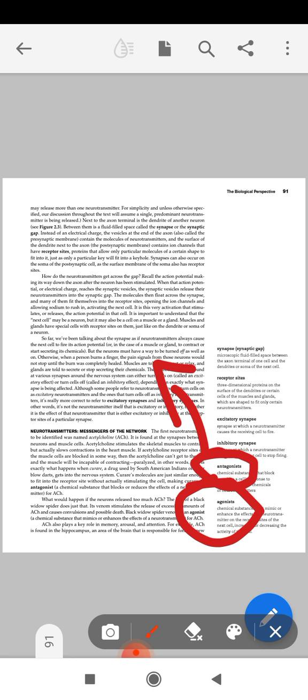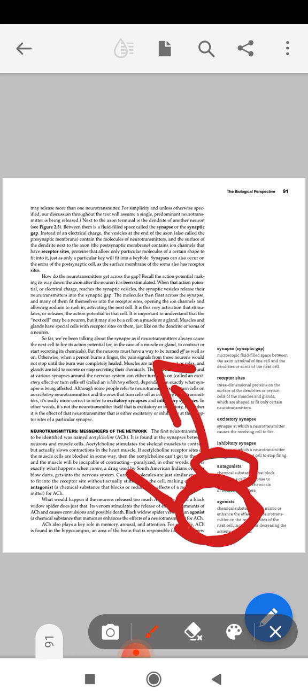And another one is antagonist, which will work as per the effect of neurotransmitter. Means if neurotransmitter is excitatory, then it will further excite, enhance the effect of that action potential. And if neurotransmitter is inhibitory, then this agonist will further reduce the effect of that action potential. This is how they work.